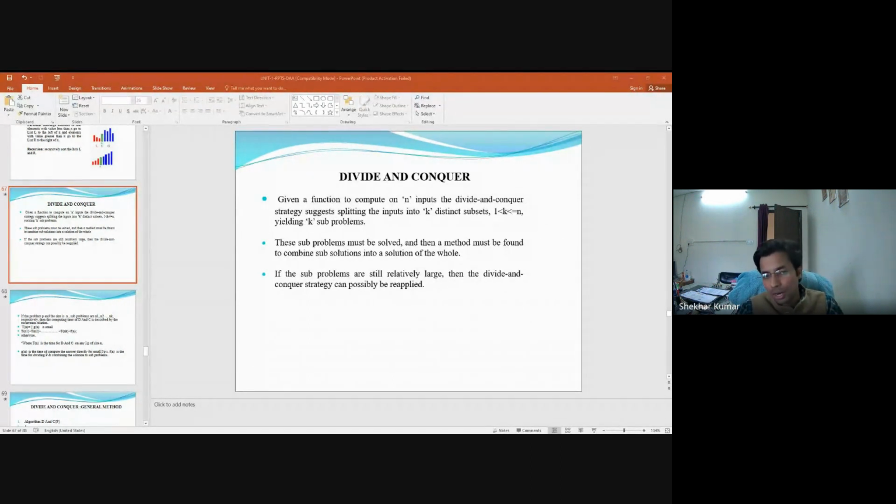Divide and conquer. At first you will divide. After dividing, solve the subproblems. After solving these subproblems, conquer: combine all the solutions of the subproblems into a solution of the whole. So this is called your divide and conquer approach. This is one designing technique. If the subproblems are large enough, then we again apply this technique. Again, this is reapplied.